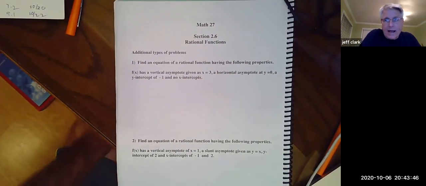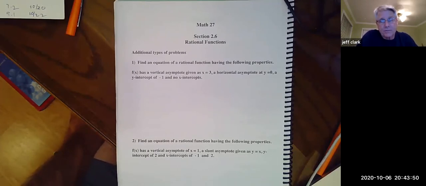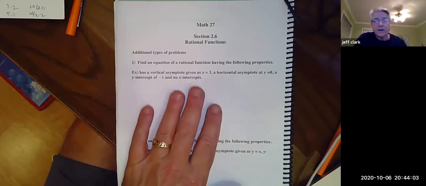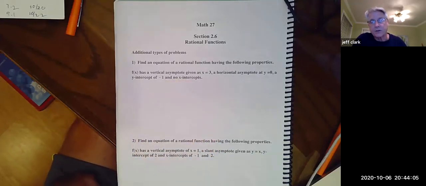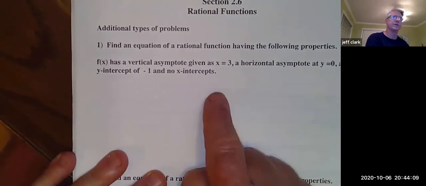Now these go backwards. These are asking you to create the function that has conditions, where the other ones I just did give you the function and ask you what the conditions are. I'll say it again. This one gives you the conditions and asks, what's the function? So it's like working backwards. So I'll do this one here.